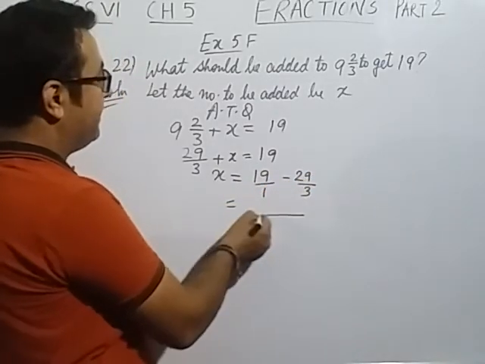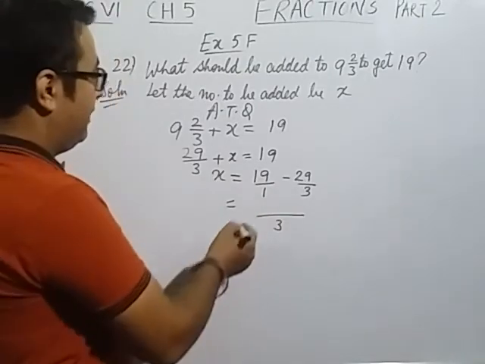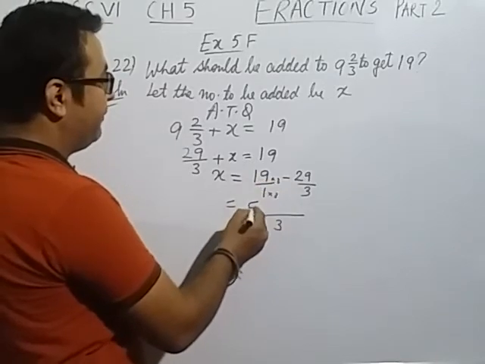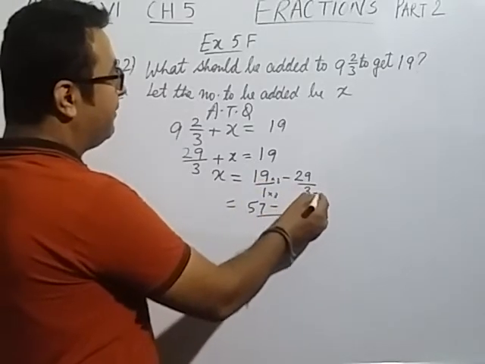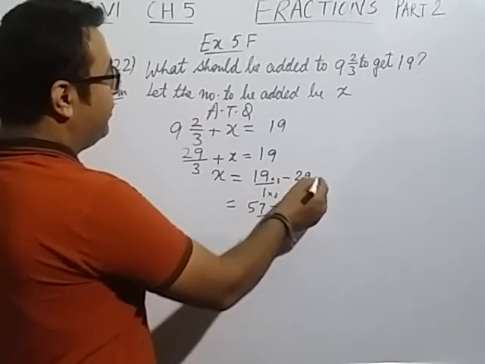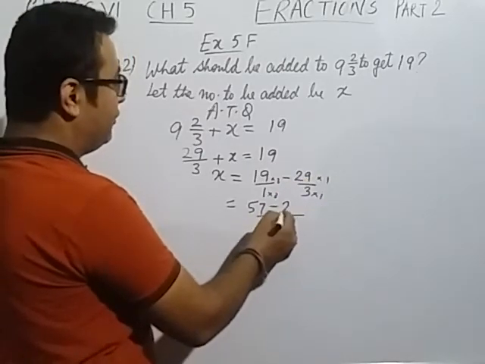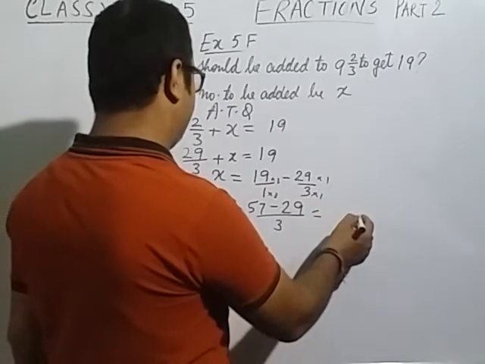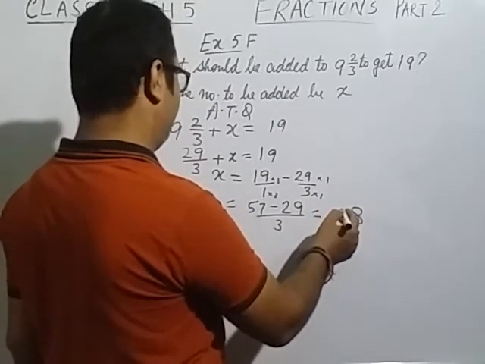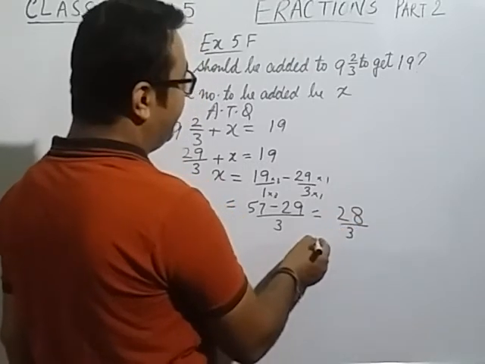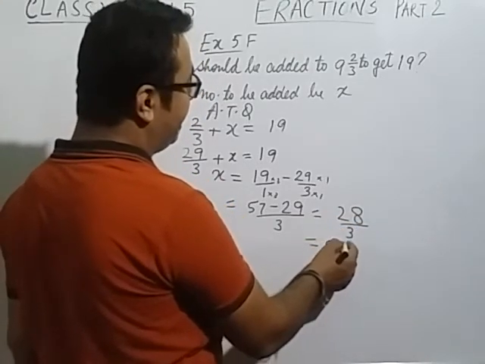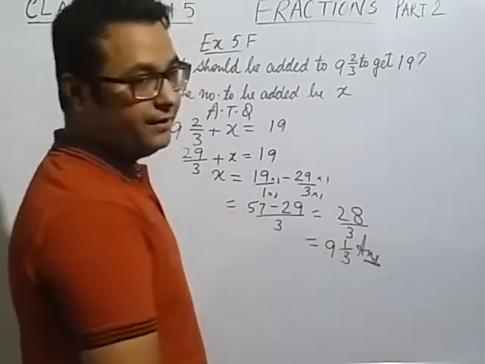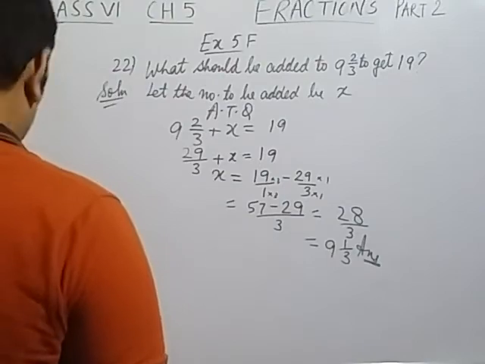Now let us take the LCM of 1 and 3, which will be 3. So 1 will be multiplied by 3 and 19 will also be multiplied by 3. It will become 57. 3 will be multiplied with 1 only and 29 will be multiplied by 1. So 57 minus 29 will give us 28 upon 3. In mixed fraction it can be written as 9 whole 1 upon 3. This will be our final answer. Okay. Now let's move to the next question.